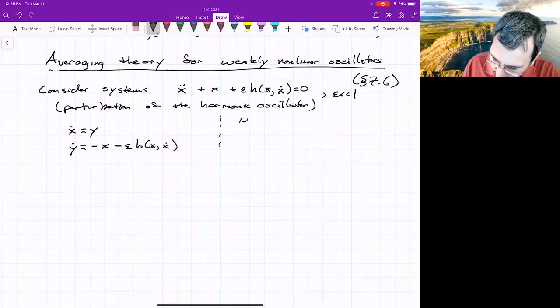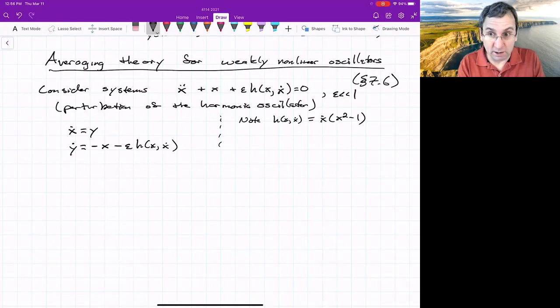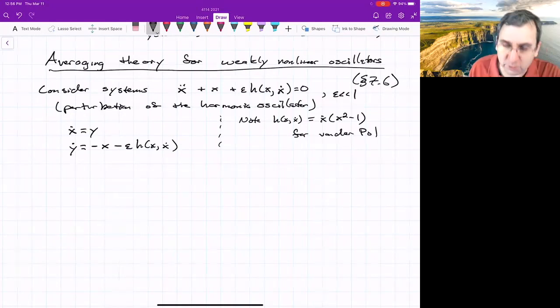Note, what is h of x, x dot? For the van der Pol oscillator, it's x dot times (x squared minus 1). In general, this is going to be nonlinear. We could look at other things too, but just note that. Now, when epsilon equals 0, we know the solutions. Again, it's the harmonic oscillator. I'll write it differently than before.